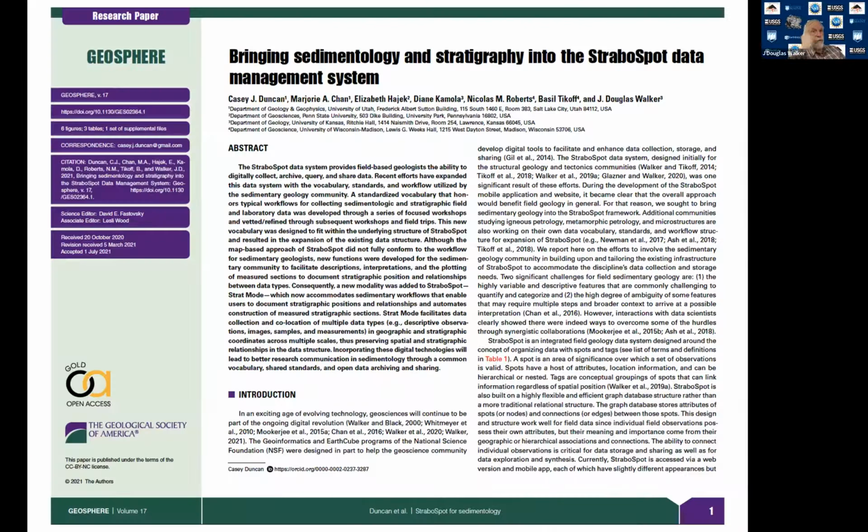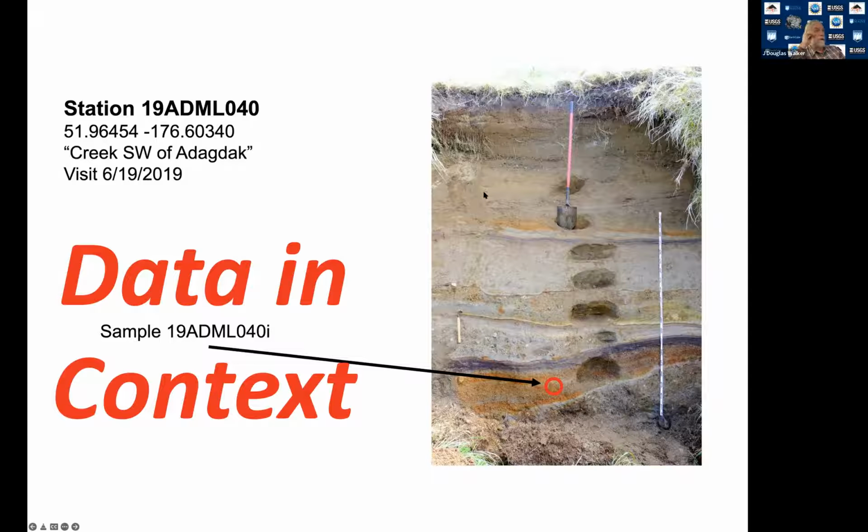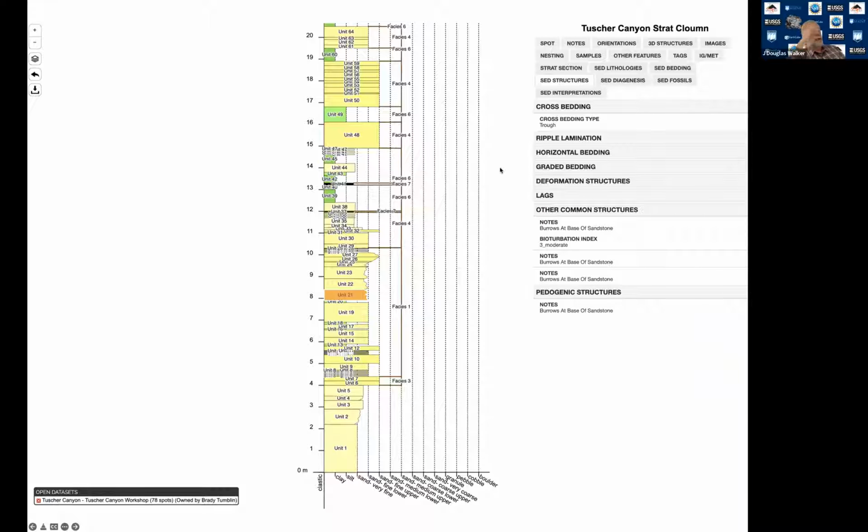As I noted before, we have put in the stratigraphic mode. It'll be working in Strabo 2 soon. This is a paper we had in Geosphere about that. But again, you could go to an outcrop. You saw this picture before, take a sample. You can collect all the data that you want in context here, and then that context can follow the sample through every analysis and everything you're doing. This is just an example of a stratigraphic column for another area.